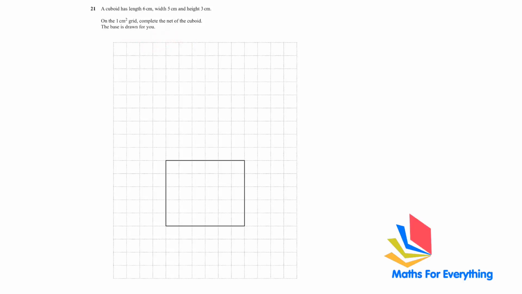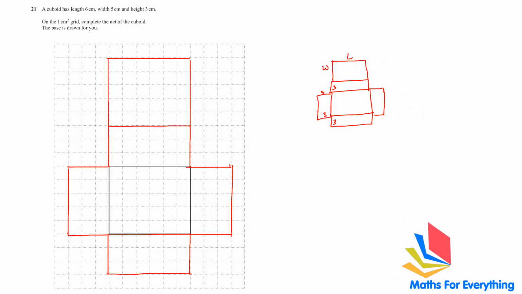If you have a cuboid and you want to make a net, first make the height everywhere. So our height is 3. This is going to be 3 centimeter, 3, 3. And then make one extra with the width and the length box. Okay? So this is your net of the cuboid.